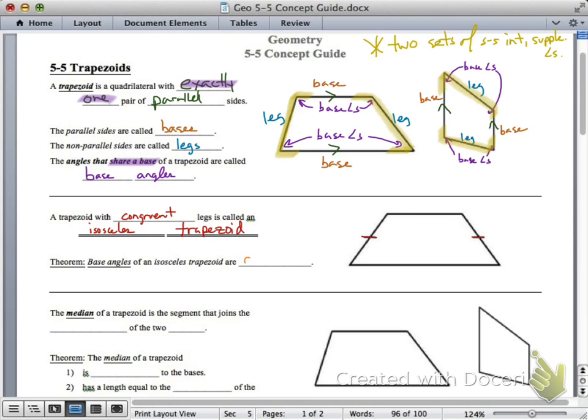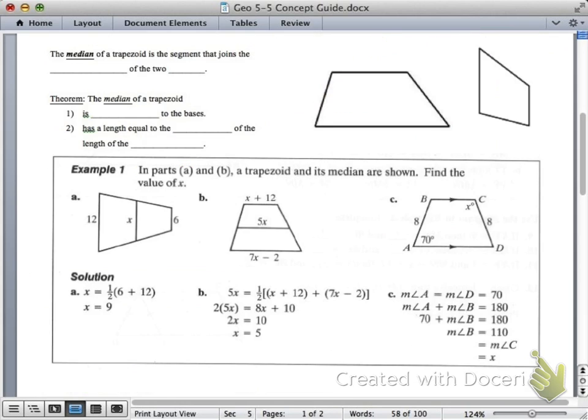Now, there ends up being a very important theorem with respect to isosceles trapezoids. The base angles of an isosceles trapezoid are congruent, okay? And that's always going to be the case, and this is very, very important for what we're going to be doing later on.